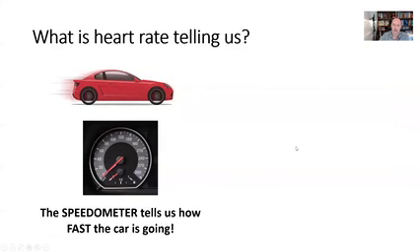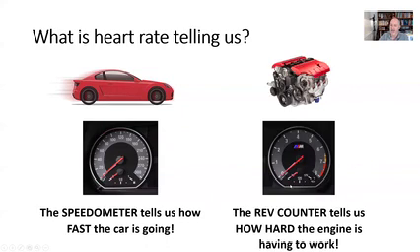Now, this is the best analogy I think I found about what the heart rate is really telling us in a horse. So if you think in your car, you have a speedometer, and the speedometer tells us how fast the car is going. But you also have something else which probably most of us don't take any notice of, and that is what's called a rev counter. And the rev counter tells us how hard the engine is having to work to drive the car at that speed.